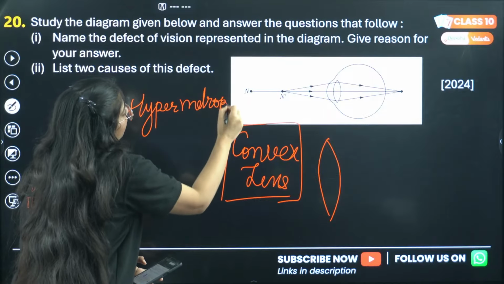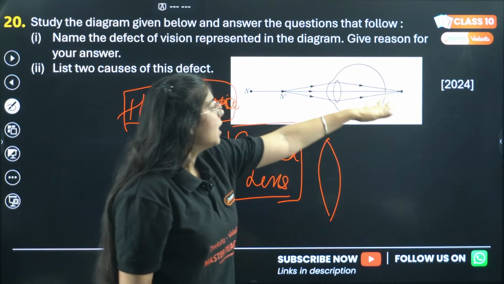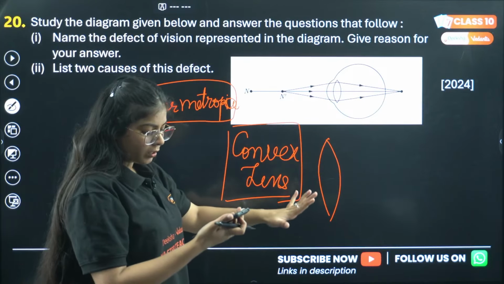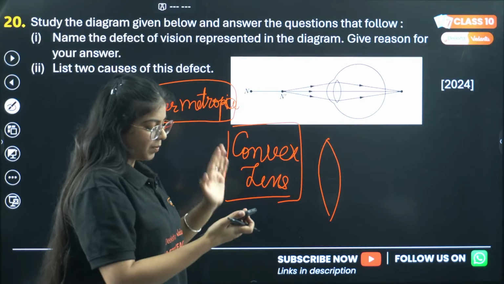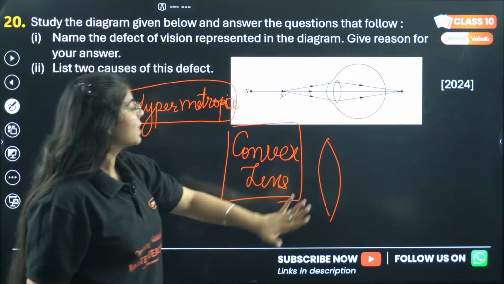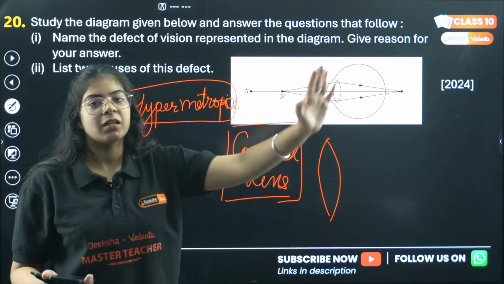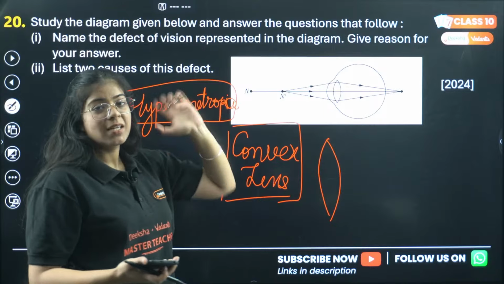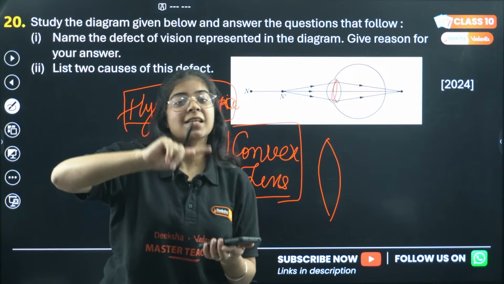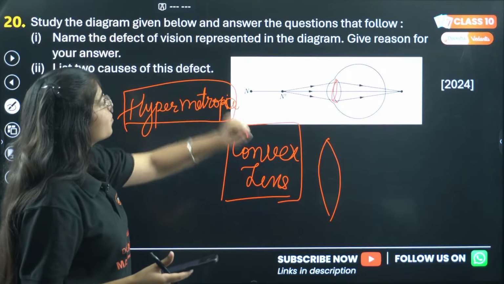Hypermetropia. See, in this particular question, you don't even need to see where the image is being made, in front of the retina or behind the retina, or if the near point is moving or not. Trev is also saying hypermetropia. Great. So you don't even need to see if the image is being made on the retina, behind it or in front of it, or where the far point or near point is. You can just look at this lens and connect the dots that this lens is used to correct this kind of defect. Hence, I know the defect of vision present in the diagram.